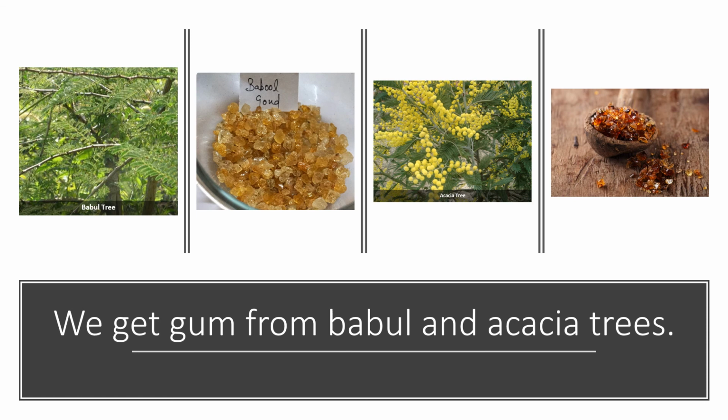Now let us read the line, children. We get gum from babul and acacia trees. Let us learn the two new spellings here, babul and acacia. B-A-B-U-L, babul, and A-C-A-C-I-A, acacia.